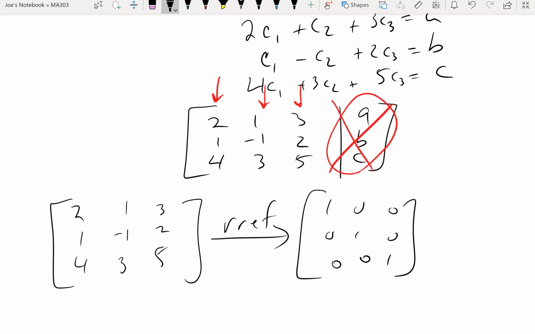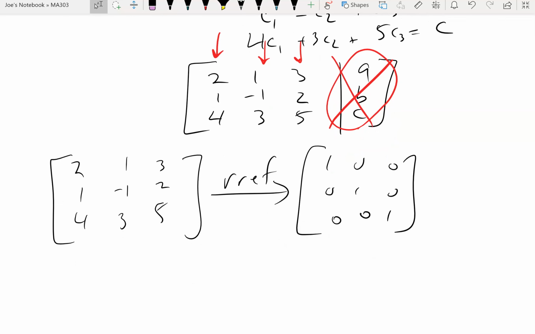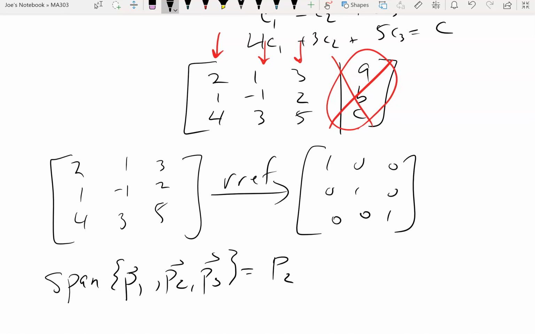Yes, we can. So does the span of those three vectors end up being all of P2? Yes. Good. So our answer to our original question is that the span of these three vectors is all of P2.